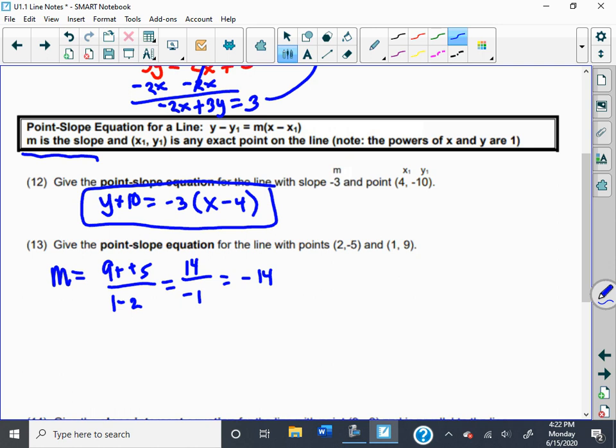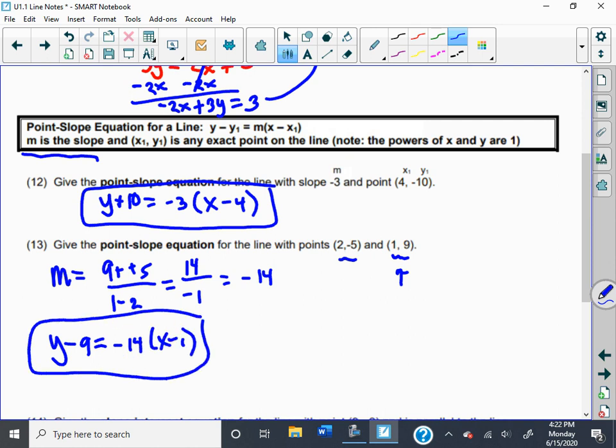and it doesn't matter which point you use, 2, -5, or 1, 9. You just have to use one of them, doesn't matter. I'll just use the 1, 9, and that's just because there's no negatives in it, but it wouldn't matter if you use 2, -5. I'll give you both answers. So if you use 1, 9, your answer would be y minus 9 equals negative 14, which is the slope, times x minus 1. That's point slope.